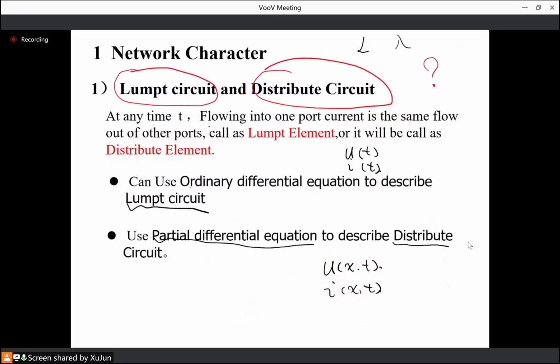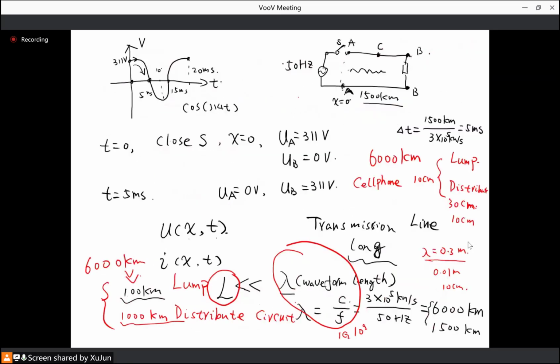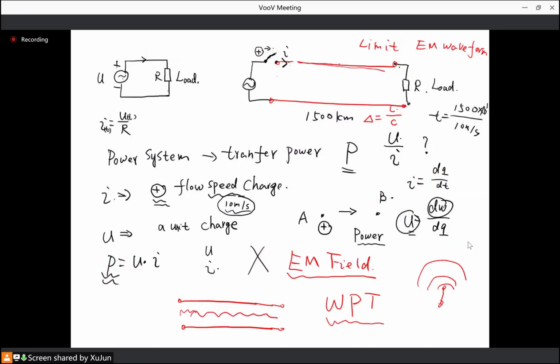What this means is that flow in equals flow out. But at this point, the current IA flowing in is not equal to this IB flowing out. They are not equal, so KCL does not conform, because the waveform takes time to transfer. So KCL and KVL only conform for the lumped circuit, but the distributed circuit does not conform.